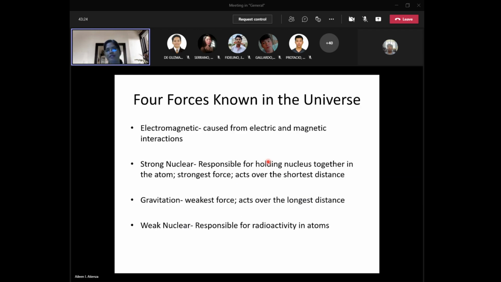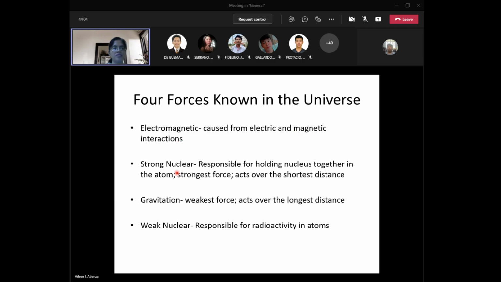Okay. Now, we have 4 natural forces, okay, known in the universe. So let's just mention these 4 forces. So the first one, we have electromagnetic force. Okay, so having the Earth, take note, Earth has its electromagnetic force. That's why we keep on revolving around the sun and rotating around its axis because of the electromagnetic force. So this causes from the electric and magnetic interactions.